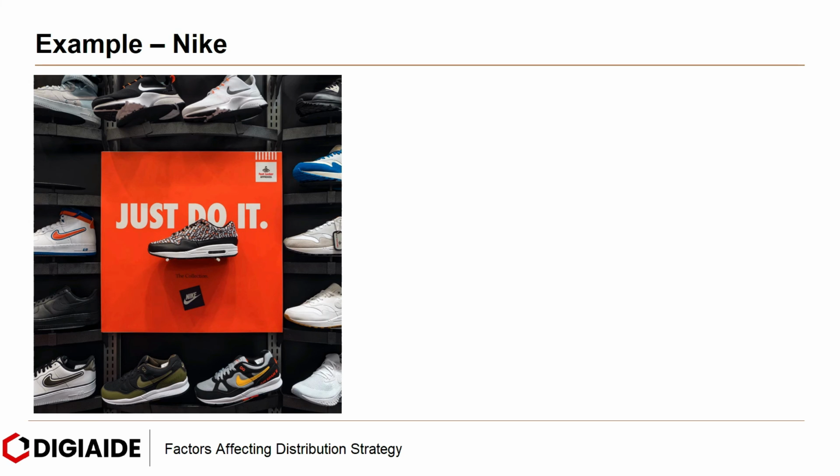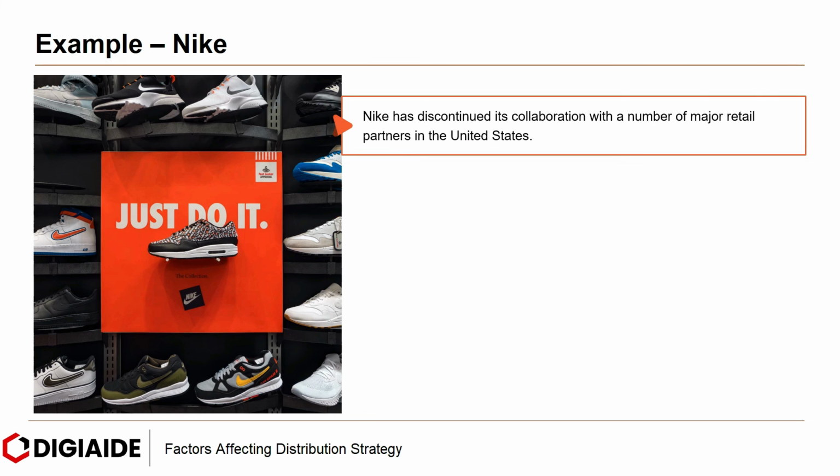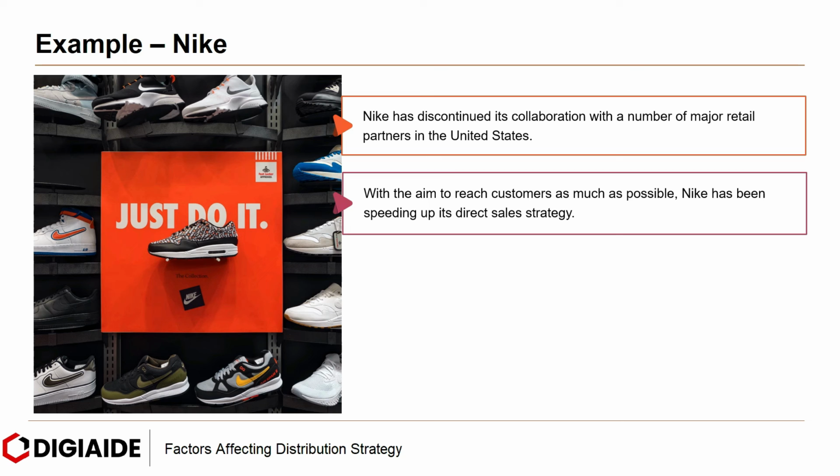Moving on to the other example of Nike's distribution strategy. Nike has discontinued its collaboration with a number of major retail partners in US. With the aim to reach customers as much as possible, Nike has been speeding up its direct sales strategy.